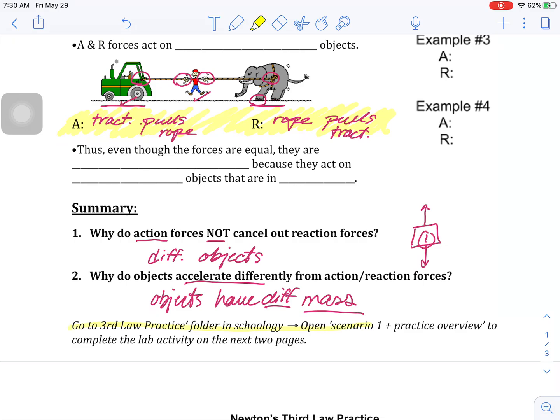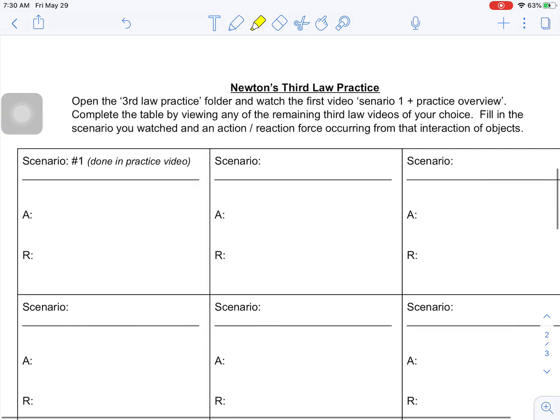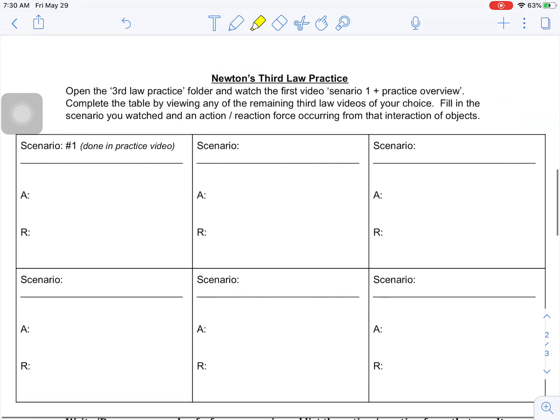Here's where you're at right now. You're in your Schoology going to third law practice, and you're going to check out that first video, scenario 1, or you're watching scenario 1, practice overview. So I'm going to just set you up for the practice here so you get an idea of what to do, and then you're going to finish it up. So you're going to complete this with me here, and then on your own go through and complete the rest of the table along with the few practice at the bottom.